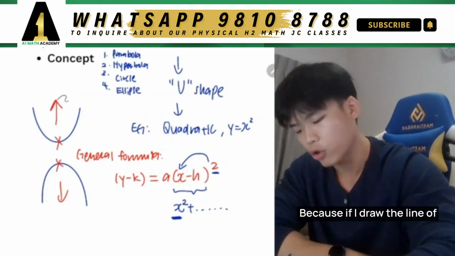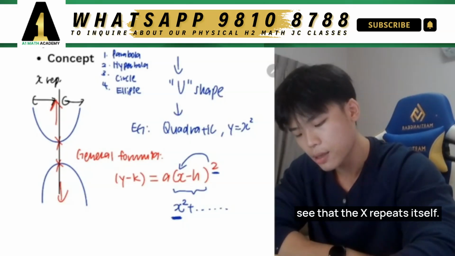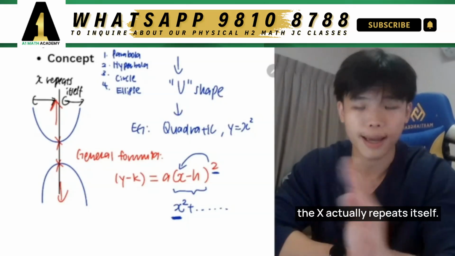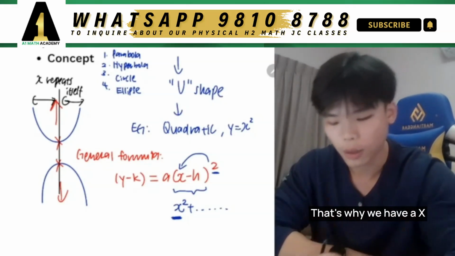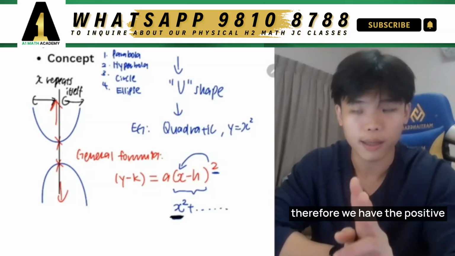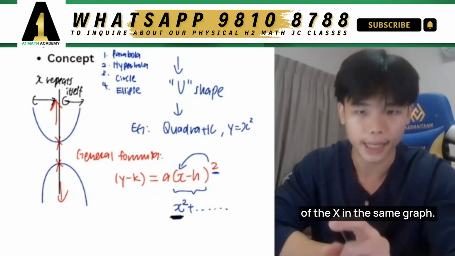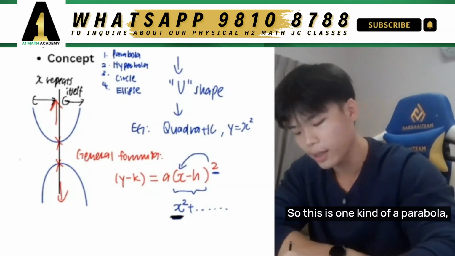This x squared suggests that the parabola opens upwards or downwards, because if I draw the line of symmetry over here, you can see that the x repeats itself. On the left and on the right, the x actually repeats itself. That's why we have an x squared, because each x value is getting squared, and therefore we have the positive and the negative version of the x in the same graph, right? So this is one kind of a parabola.